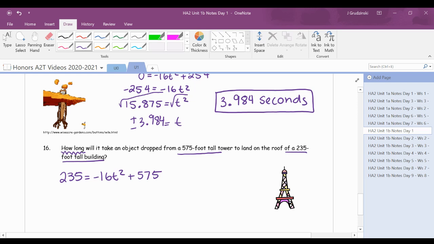So if we do 235 minus 575, that gives us negative 340. And then if we divide by negative 16, we get 21.25 equals T squared. And then if we square root both sides, we get plus or minus 4.6097, so we'll round up to 4.610. And again, we're talking about time, so we would want to give the positive answer. So we're going to say 4.610 seconds.